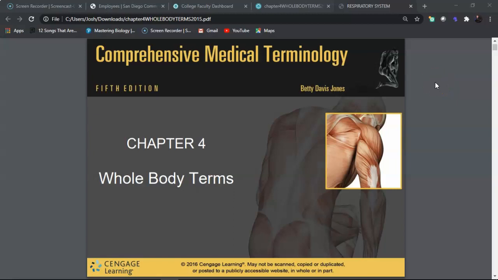Okay, so now we're going to cover chapter 4. This covers more than just whole body terms. It actually starts by talking about cells and tissues, and then some of the more common medical terms that are associated with cells. It also goes into body planes, as well as some of the basic landmarks, abdominal landmarks, and then it goes a little bit into the spine as well, the different segments of the spine.